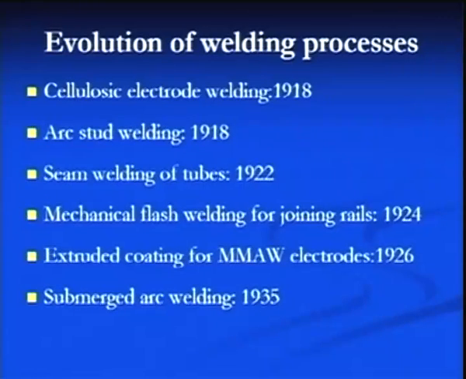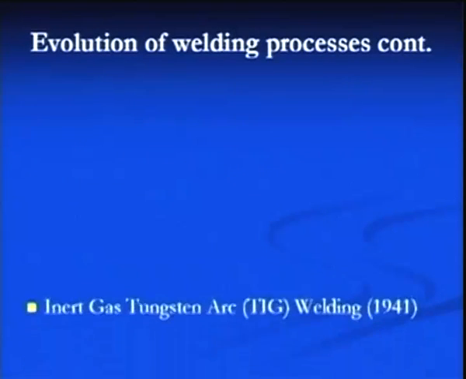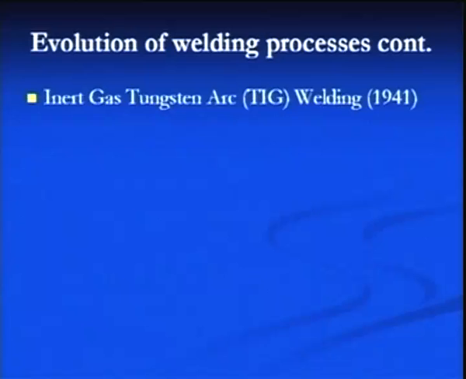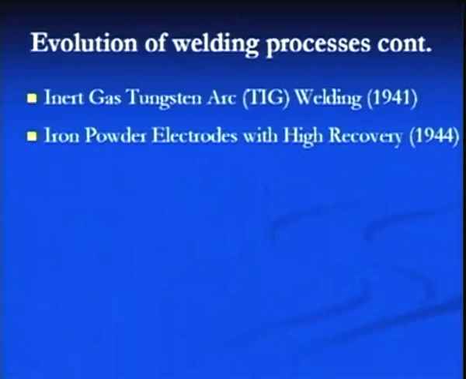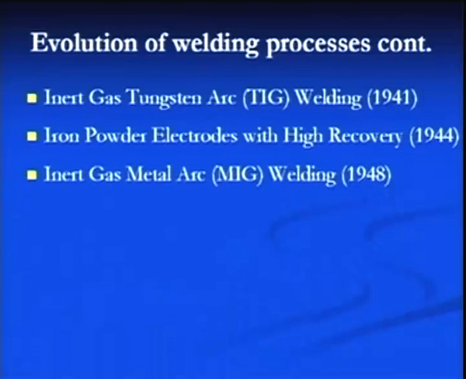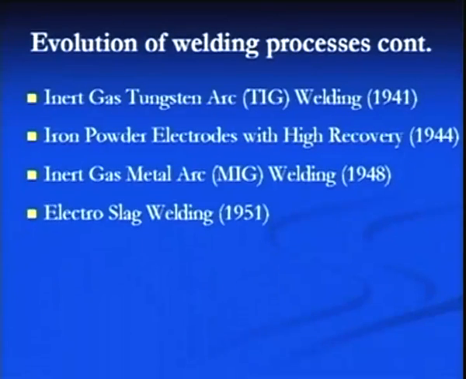The submerged arc welding process was developed in 1935. The air arc gouging process was developed in 1939. Inert gas tungsten arc welding, more commonly known as TIG welding, was developed in 1941. Iron powder electrodes with high recovery were developed in 1944. The inert gas metal arc welding process was developed in 1948. This process is of great significance from the high deposition rate point of view for commercial applications. Electro slag welding, which is used for welding very thick sheets, like in the shipbuilding industry, was developed in 1951.